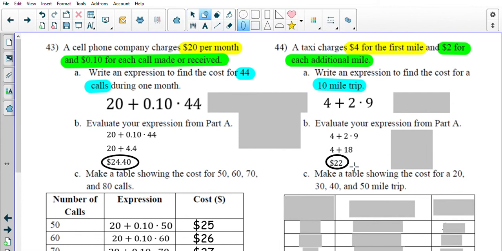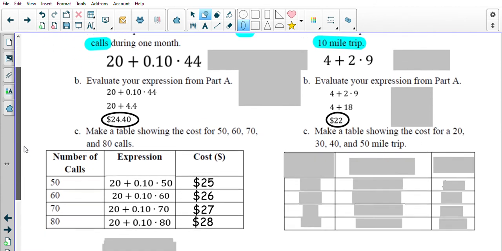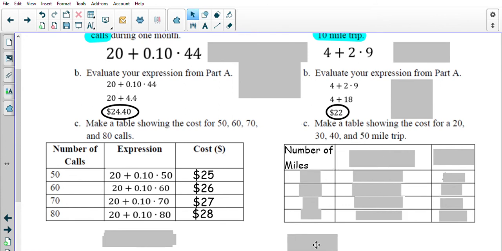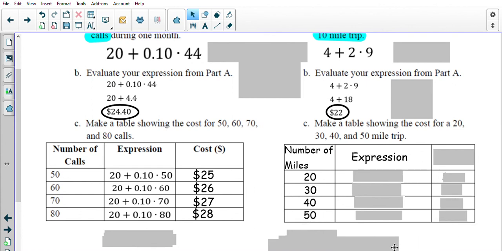There we go. Letter C, make a table showing the cost for a 20, 30, 40, and 50-mile trip. So our first section is going to be the number of miles, and we've got 20, 30, 40, and 50. In the center, we'll put our expressions and, of course, our total cost.